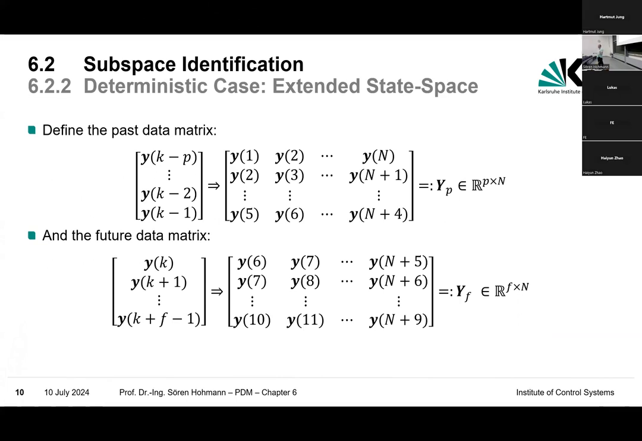You make a singular value decomposition. And the singular value decomposition somehow decomposes all the things which are representative for the system structure. With the singular value decomposition, you can say, okay, the first part belongs to QF, the observability matrix, and the second part to the states. That's the basic idea.